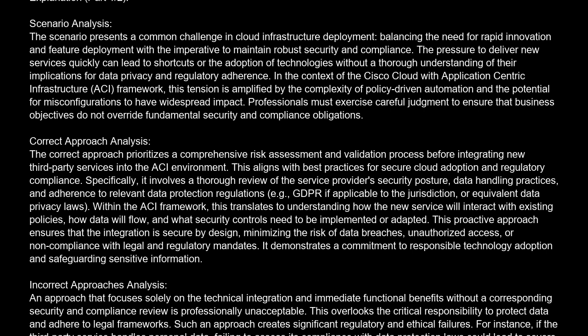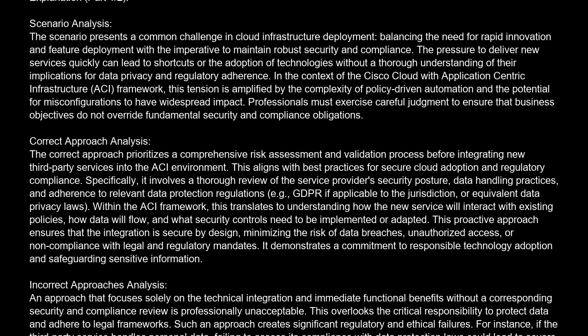The pressure to deliver new services quickly can lead to shortcuts or the adoption of technologies without a thorough understanding of their implications for data privacy and regulatory adherence. In the context of the Cisco Cloud with application-centric infrastructure, an ACI framework, this tension is amplified by the complexity of policy-driven automation and the potential for misconfigurations to have widespread impact. Professionals must exercise careful judgment to ensure that business objectives do not override fundamental security and compliance obligations.